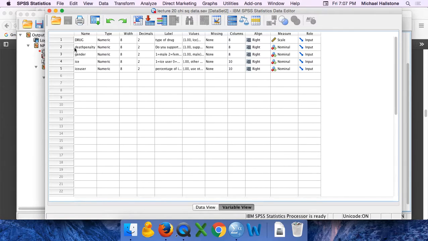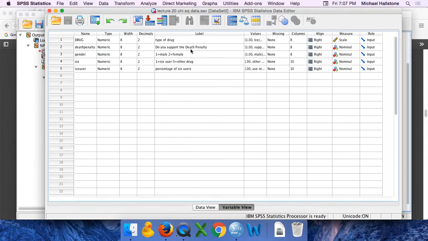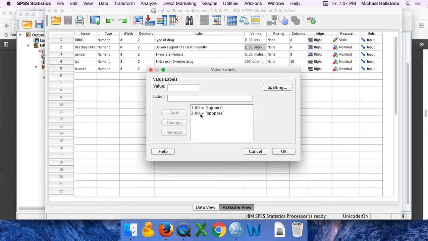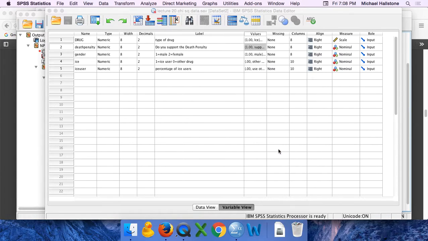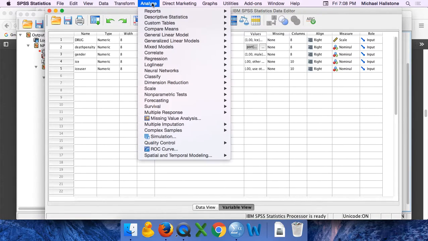The first one we look at is if there's an equal percentage of the population who support and oppose the death penalty. That's the question. Here's how it's coded: ones and twos, supports and opposes. So we're going to test the hypothesis that there's an equal percentage of the population that support and oppose the death penalty.